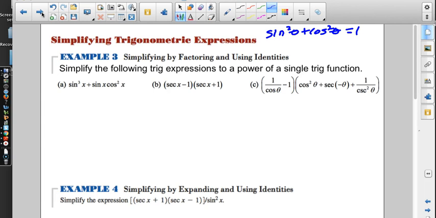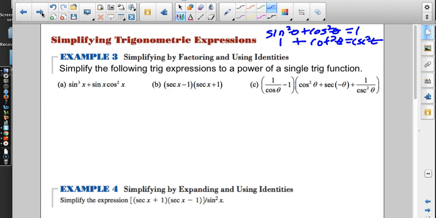And then remember, I said, don't memorize, think of it this way. What happens to this formula if I divide everything by sine squared theta? Well, sine squared theta divided by sine squared theta would be 1. Cosine squared theta over sine squared theta. What's that? Cosine over sine? Cotangent. And what's 1 over sine squared theta? Cosecant squared theta.